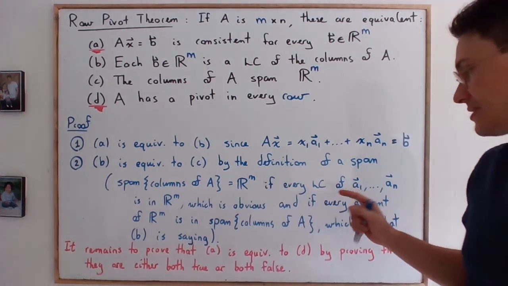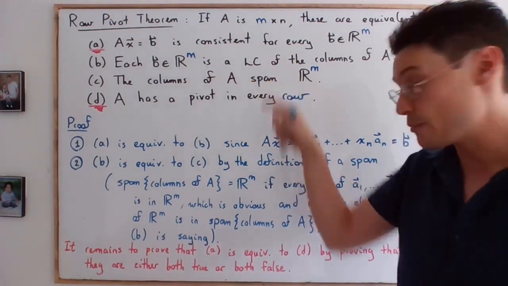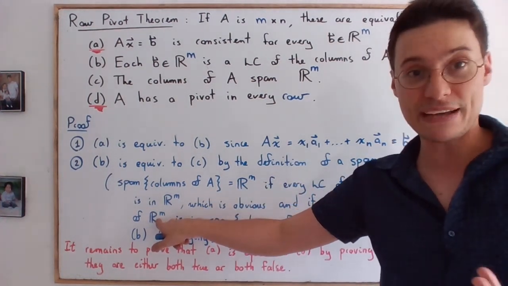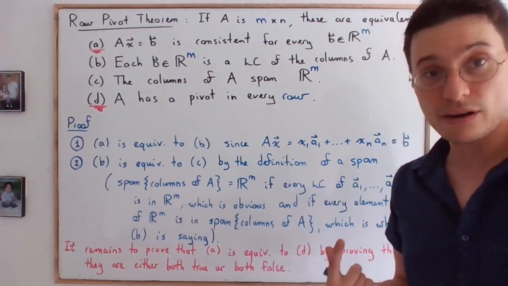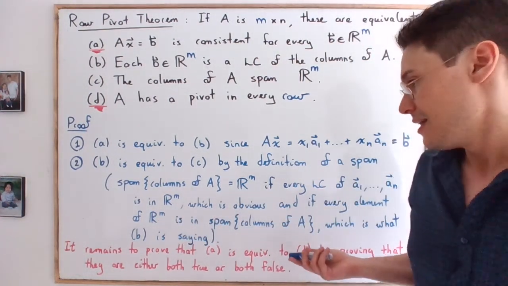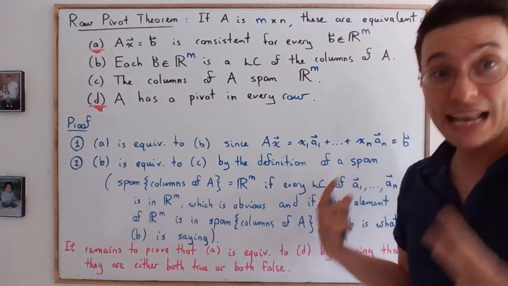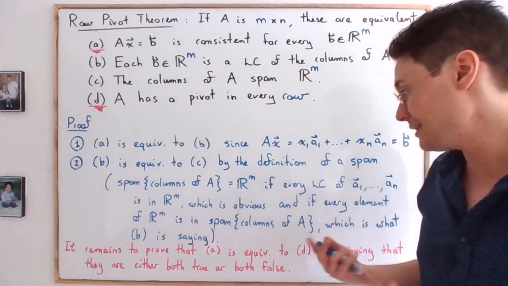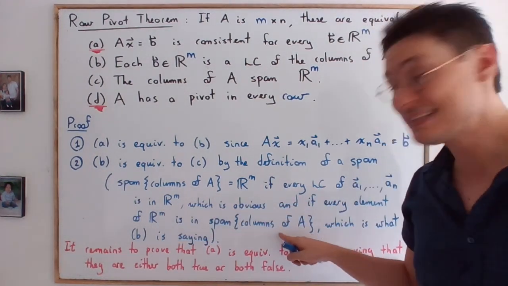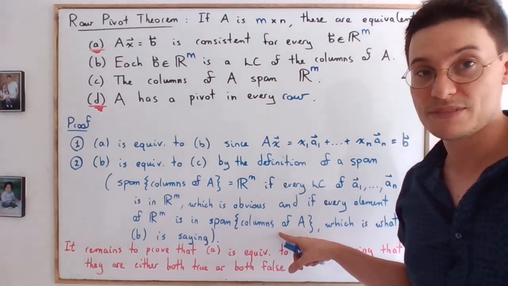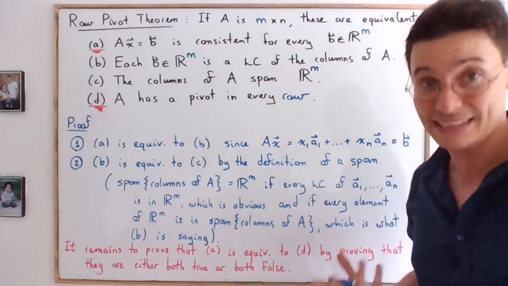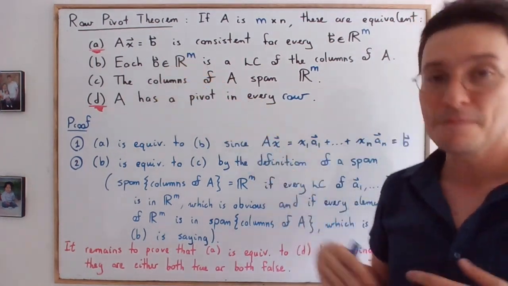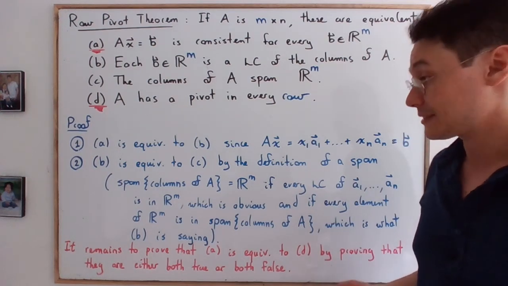What's a little bit less obvious, and this is why we need B, is that if every vector of Rm is a linear combination of the columns of A, then by definition each element of Rm is inside the set of linear combinations, so inside the span, and therefore Rm is contained in the span of the columns of A. And remember that when two sets are contained in each other, they're actually equal. So that's why it's clear that B and C are equivalent.